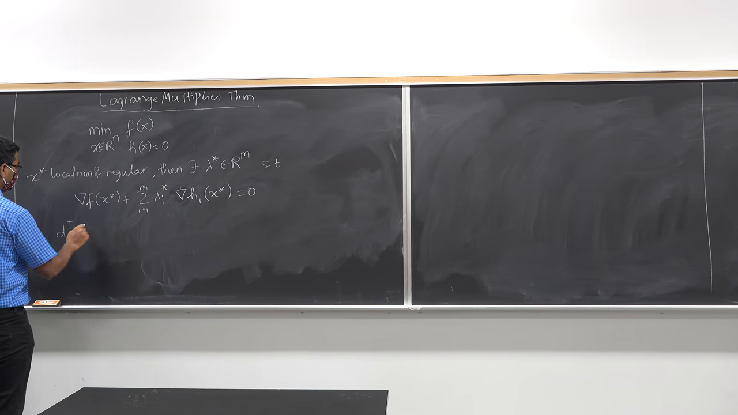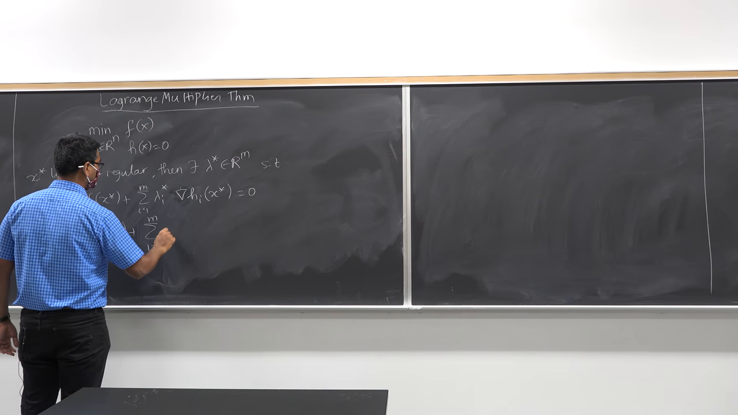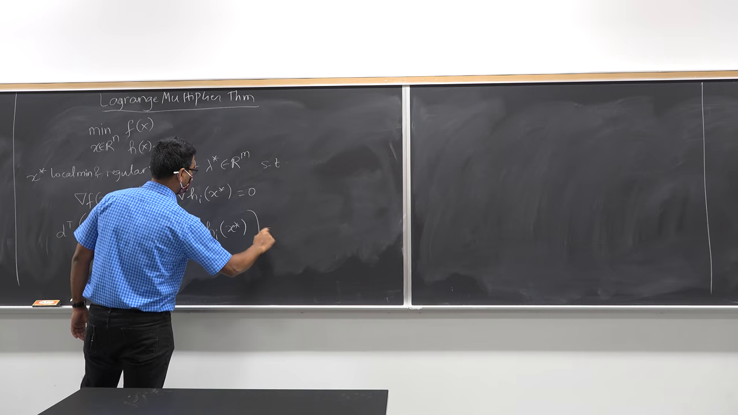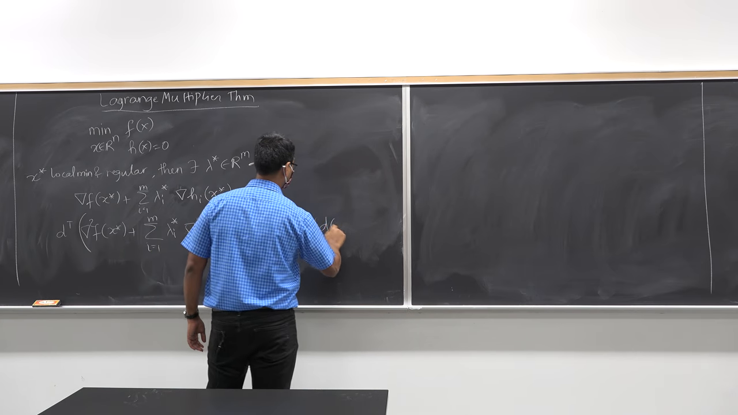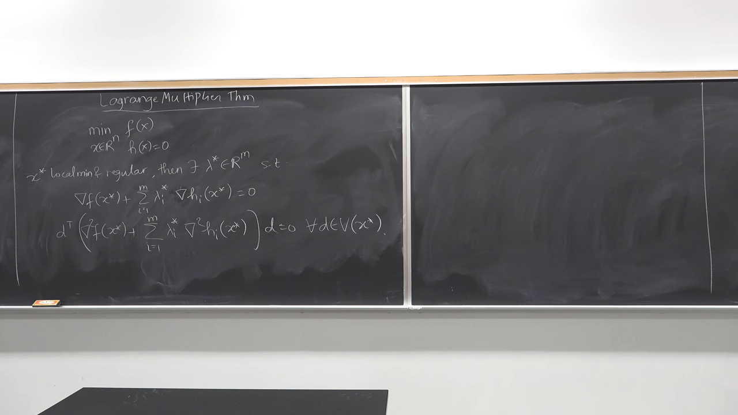And then d transpose second derivative... So this is what we had proved. Well, we had proved the first statement, and the second statement proof also follows a similar line of thought. But we didn't really prove the second part, the second order necessary condition. We only proved the first order necessary condition. So this is my FONC. This is my second order necessary condition. And this whole theorem is known as the Lagrange multiplier theorem.